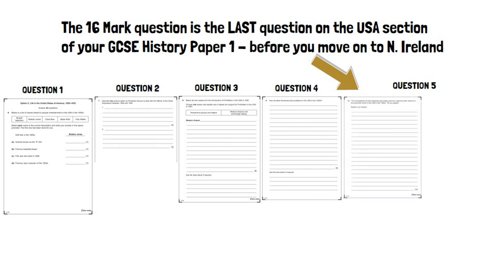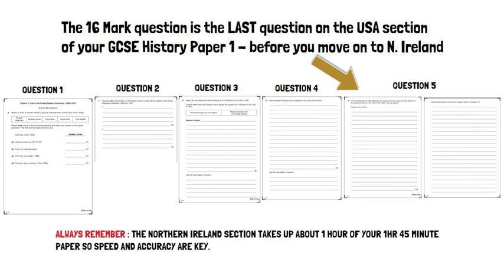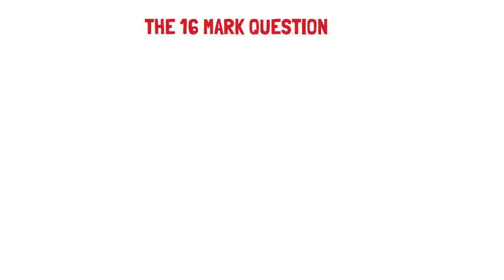This 16 marker is worth quite a lot of the marks for this first section of the paper, and we want to make sure we maximize these marks. It's really important that you realize that the Northern Ireland section takes up an hour of your paper, which is an hour and 45 minutes. So the timing is essential for this. This needs to be finished by the end of the first 45 minutes.